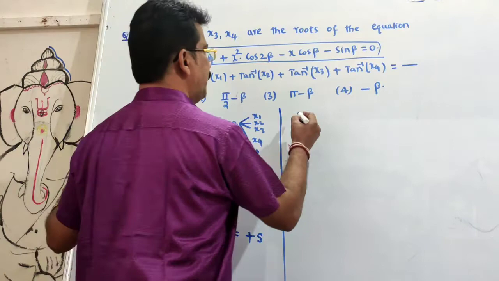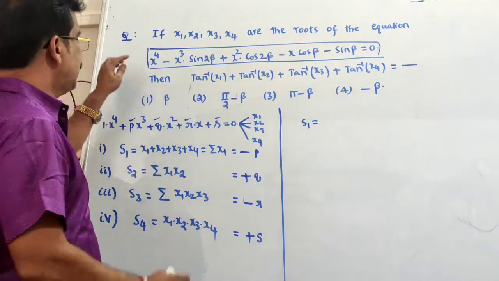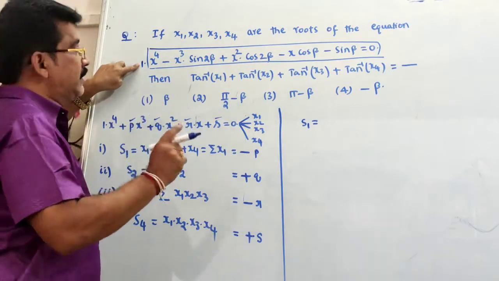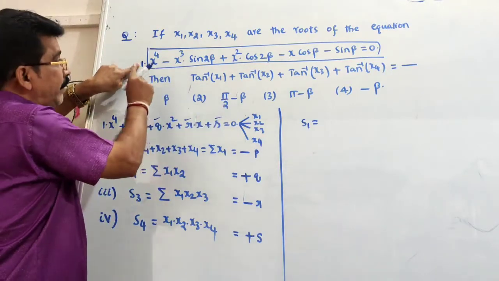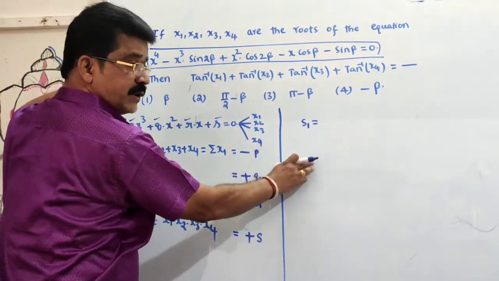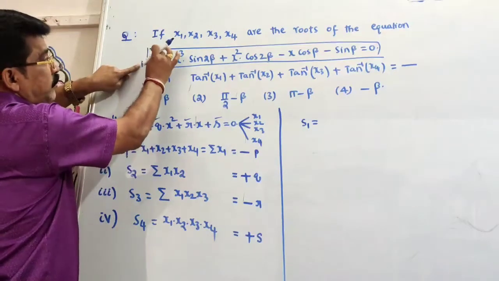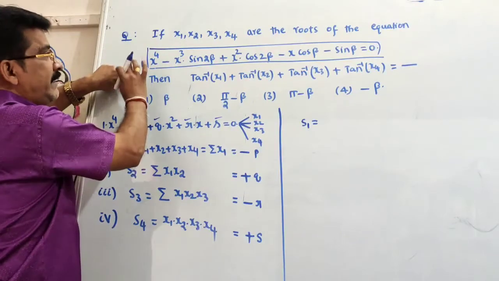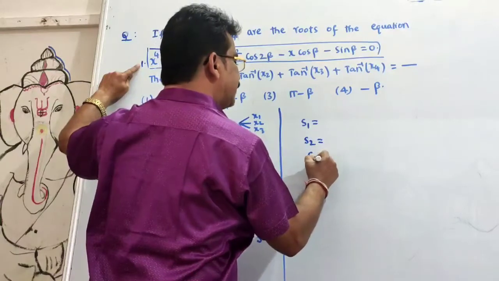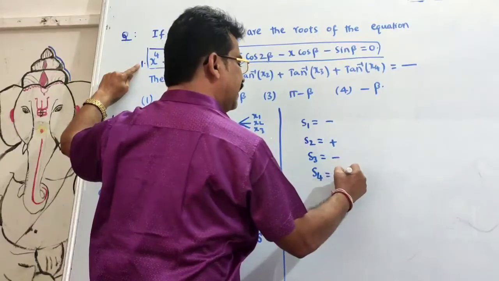Here, the x to the power of 4 coefficient 1 is already there. If 1 is not there, we have to divide by that number throughout the equation first. Anyhow, before writing the S1, S2, S3, S4 values, we first make the x to the power of 4 coefficient unity. So already 1 is there. Okay, no problem. So S1, S2, S3 and S4 are minus, plus, minus, plus.